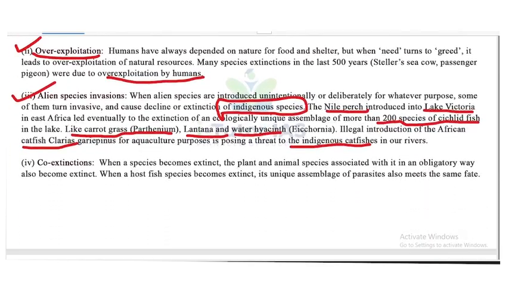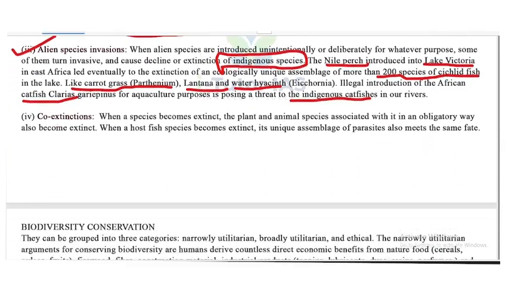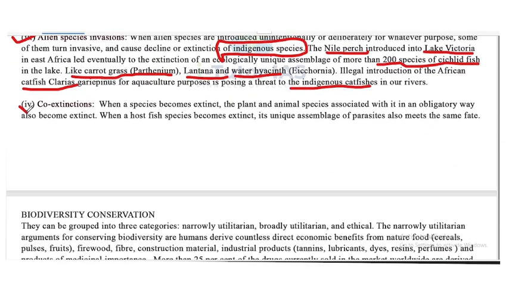Now moving on to the fourth and the last evil in the evil quartet, that is co-extinction. When a species becomes extinct, the plant or animal associated with it in an obligatory way also becomes extinct. For example, when a host fish species becomes extinct, its unique assemblage of parasites also becomes extinct. It also meets the same fate.